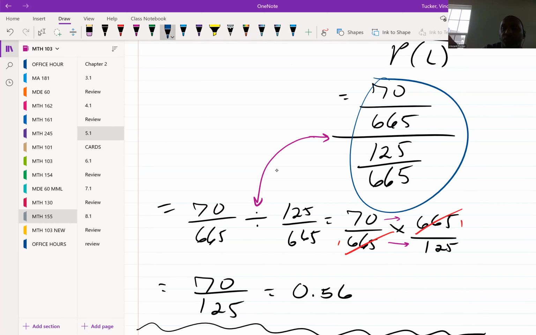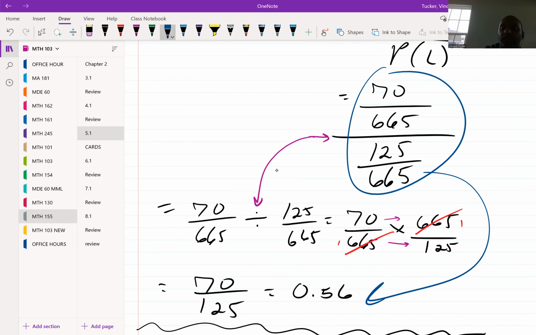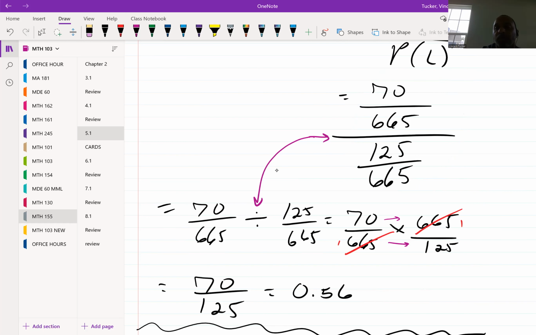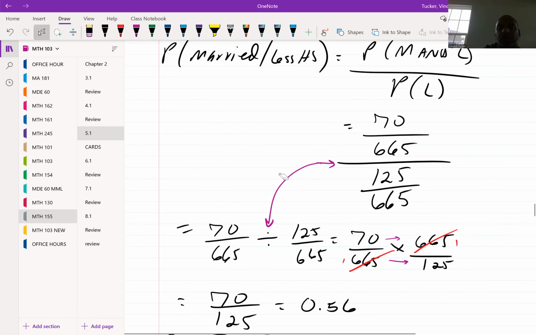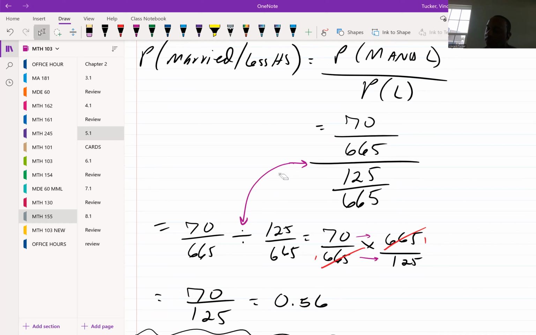And this is something you could just throw in the calculator. I'm not even asking you to make sure you know how to do fractional work. I'm just showing it to you. If you were to throw this in the calculator, you'll still get the 0.56. So once again, it's just showing you how that would work.